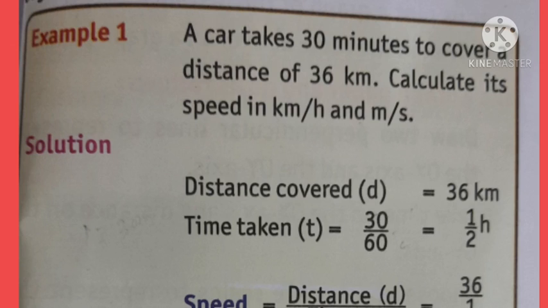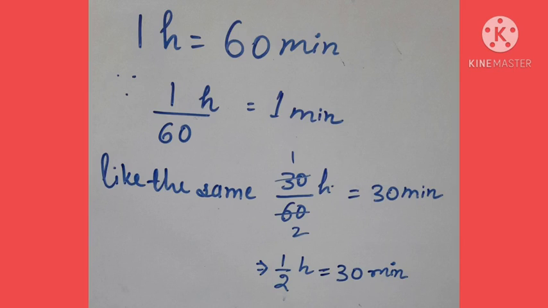Solution: the distance covered, D, is given as 36 km, and the time taken to cover this distance, T, equals 30 minutes. Here we first have to convert minutes into hours. We know that 1 hour equals 60 minutes, so 1 minute equals 1 by 60 hours. Similarly, 30 minutes equals 30 by 60 hours. When we divide it, we get 1 by 2 hours, meaning half an hour.